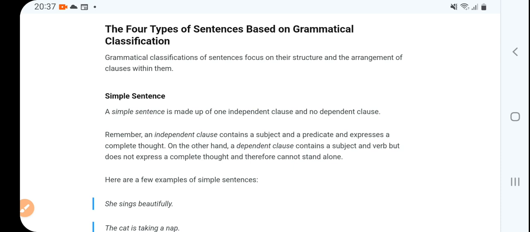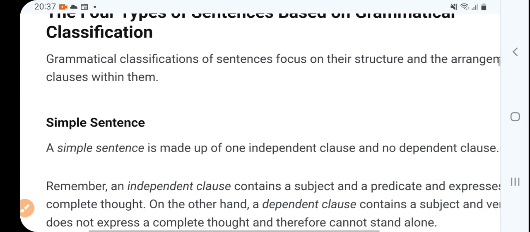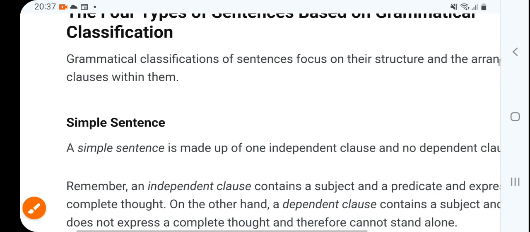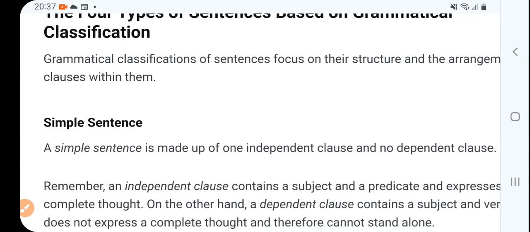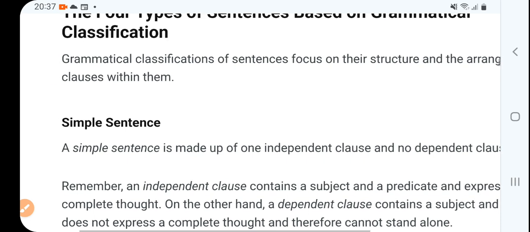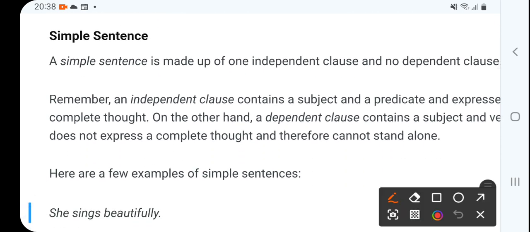So grammatical classification of sentences focuses on their structure. Grammatical classification means structure and arrangement, right? This is called grammatical classification. So I'm repeating: grammatical classification is focused on the structure and arrangement of clauses. According to the structure and arrangement of clauses, we see different sentences. These are four kinds of sentences.